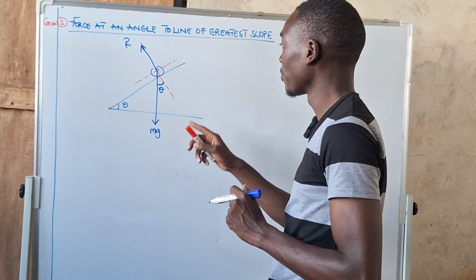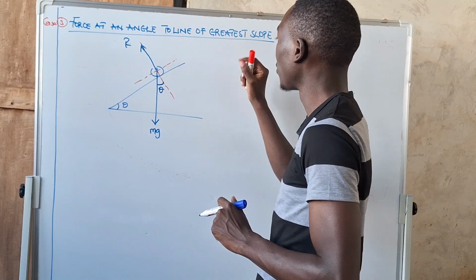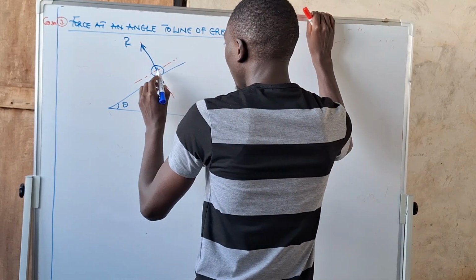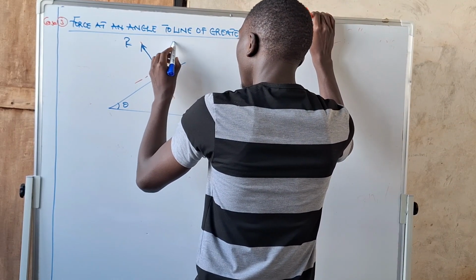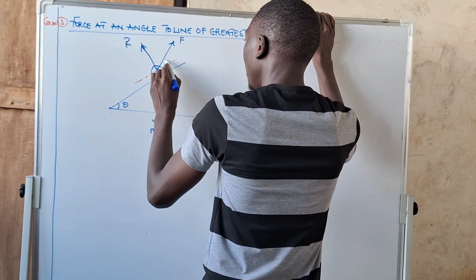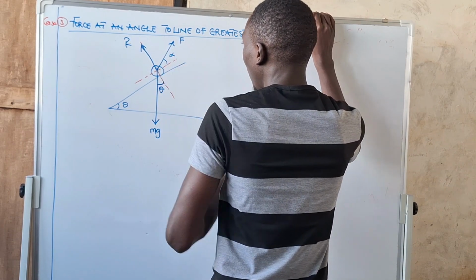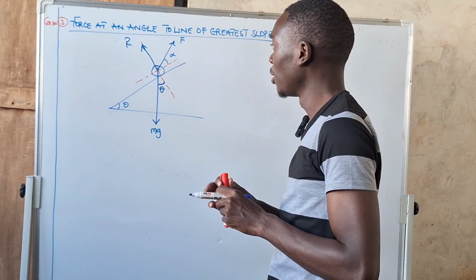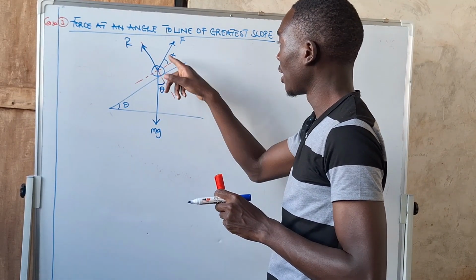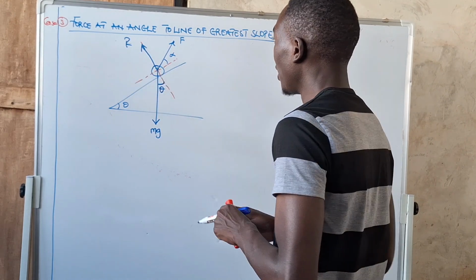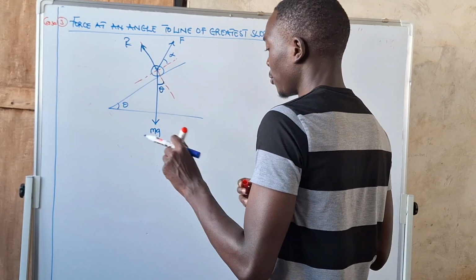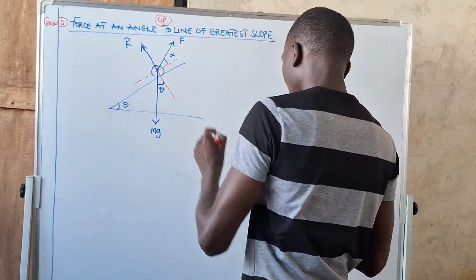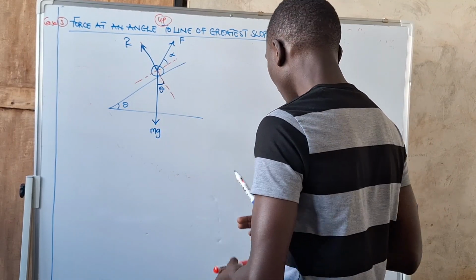Now I want to look at the case where the force is at an angle to the line of greatest slope. And so if I have a force at an angle to the line of greatest slope, that force can act here. Let me call that force F, and let me say the angle is alpha. Okay, so this is a force at an angle to the line of greatest slope. It can act here, it can also act in this direction, but I'm looking at a case where it is acting at an angle and up the line of greatest slope.